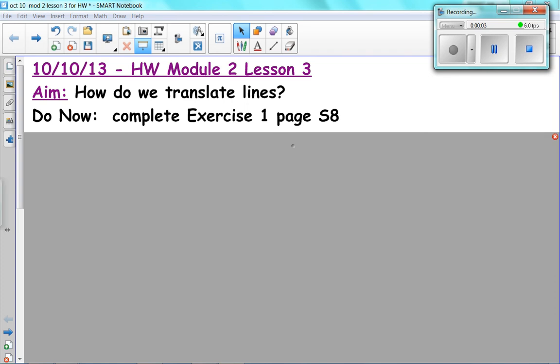This is Module 2, Lesson 3. Please open up your math notebook and copy down the notes. The aim is how do we translate lines. Please open up your binder and turn to page S8 and complete exercise 1. Now pause the video so you can do exercise 1.